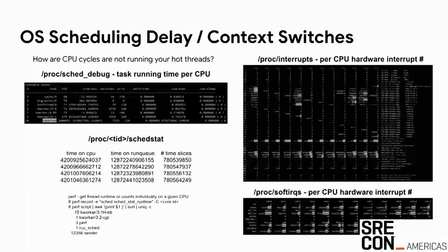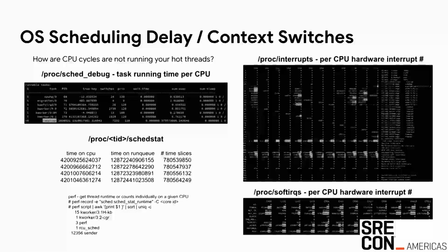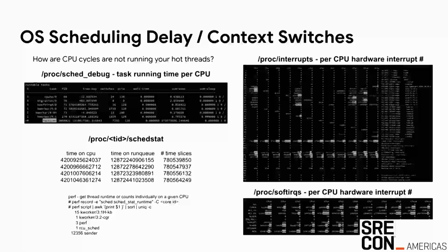And you can check this out with various methods. Using proc schedule debug, you can see within the CPU what tasks are running and how much runtime they get. You can go into schedule stat to see for a particular thread how much time is spent on CPU, the run queue, and the time slices on the CPU. Ideally, you don't want the time on run queue to change because that implies it's being context switched. You can look at the interrupts and soft interrupts running per core. And if you want to get even deeper, you can use perf or BPF tools to see exactly what might be contributing to latency on your system.